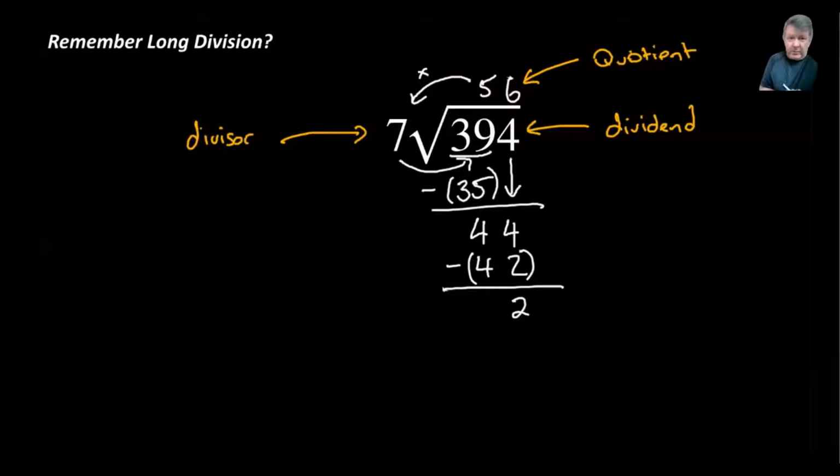That's all we need to do with polynomials. I know you can go on with the number and do 0.0000, but we're not going to do that. So when we would write our solution, we would write solution is 56, remainder 2.